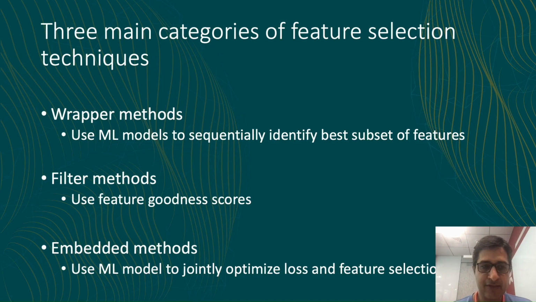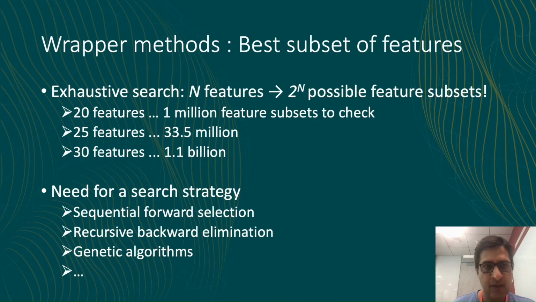The next set of techniques are filter methods, where you pre-identify some goodness scores for each of the features and then order them according to their goodness scores and use them. The third set of techniques, that tend to actually work the best, are embedded methods, where you jointly optimize for loss and feature selection. And we will talk about these in the upcoming slides.